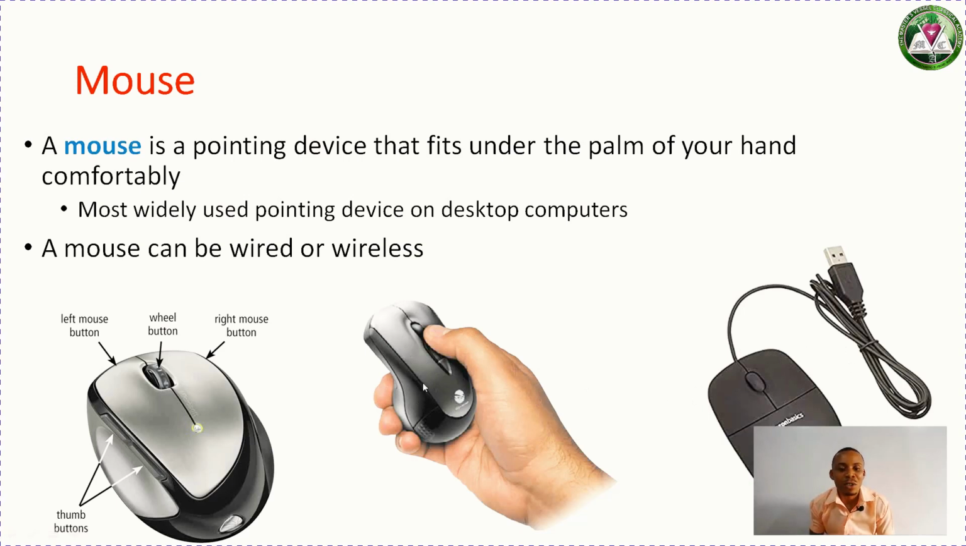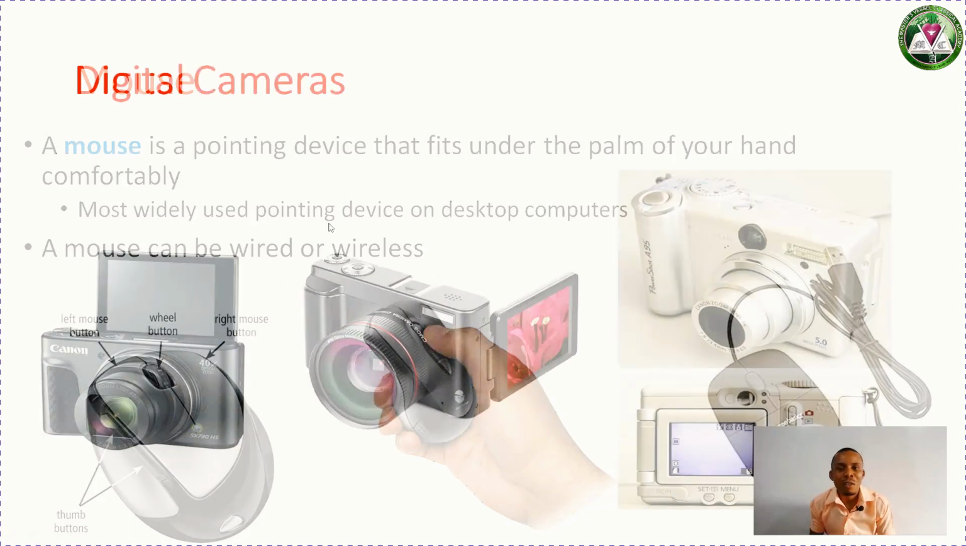The wireless mouse uses battery and Bluetooth. You connect it to your system so that you can use it. While the wired mouse doesn't use battery. Rather, you plug this head into the computer so that you can use it. Okay, it's a good example of an input device.